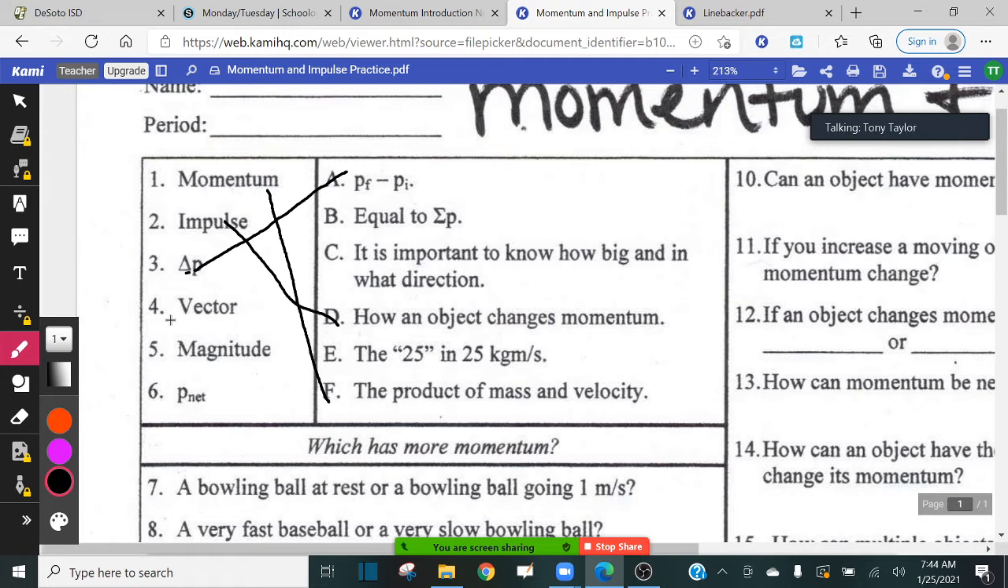Because momentum depends on direction, we call that a vector. Any quantity that depends on direction and magnitude is a vector. Velocity is a quantity that depends on direction and magnitude: how big something is and where it's traveling. That is a vector. So, momentum is an example of a vector. Velocity is also an example of a vector. So 4 here matches up with C. A vector is something that has direction, and refers to how big or how large it is.